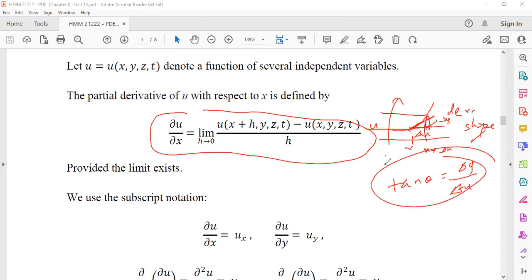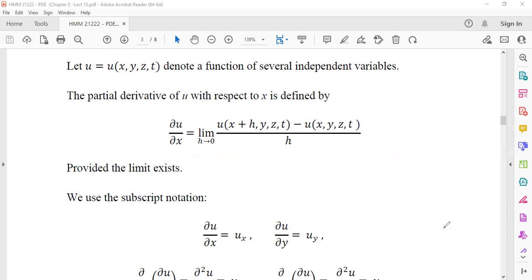So that is our idea of a differential equation. I hope you heard these things in A level or something. It's not a problem. So that's the idea of the definition. Also, it is provided this limit exists. Okay, let's continue.